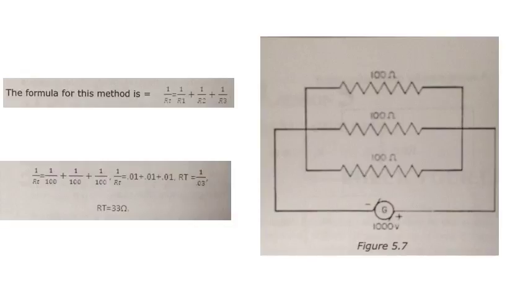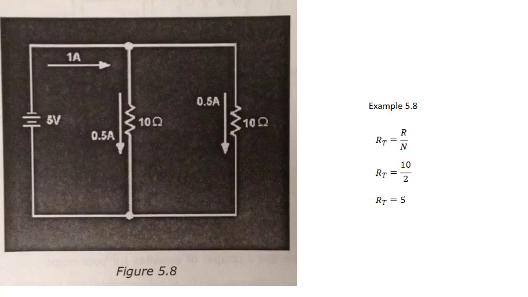The final method is the equal resistance method. This method can be used when a circuit has 2 or more resistors of the same value, figure 5.8. The formula for this method is RT equals R divided by N. R equals the ohmic value of the resistors, and N is the number of resistors. Looking at figure 5.8, we can plug in its values to this formula. RT equals 10 divided by 2, which is RT equals 5.